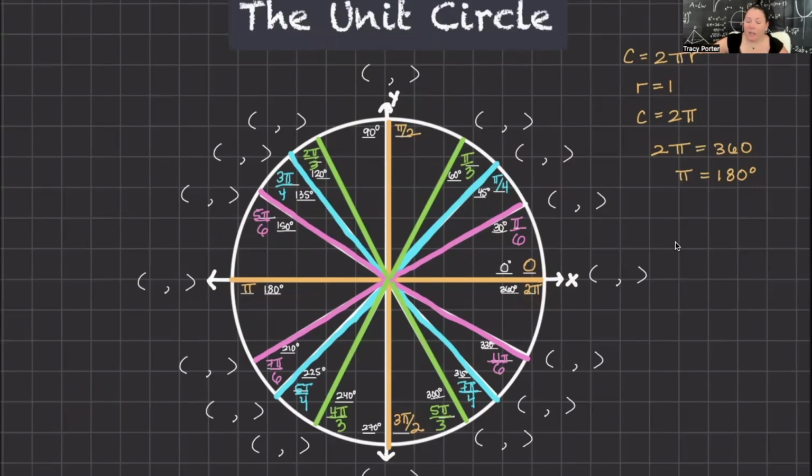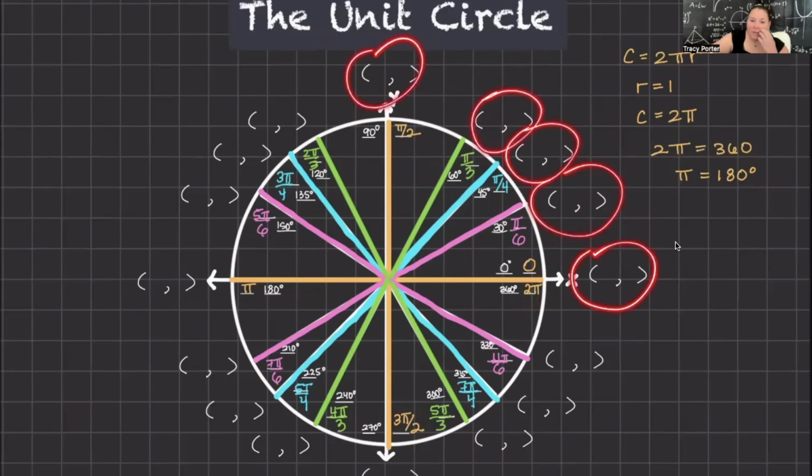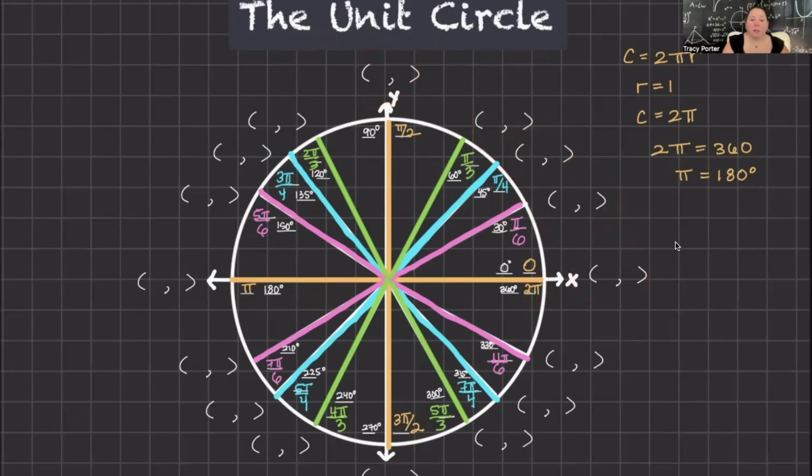Now, to fill in all of the values for the coordinates, the simple ones would be all of the orange ones because they're already sitting on the axis, right? So if this is the origin and we know this distance is 1 all the way around, then we can quickly and easily fill in all of these coordinates. So this is going to be 1, 0, 0, 1, negative 1, 0, and then 0, negative 1.